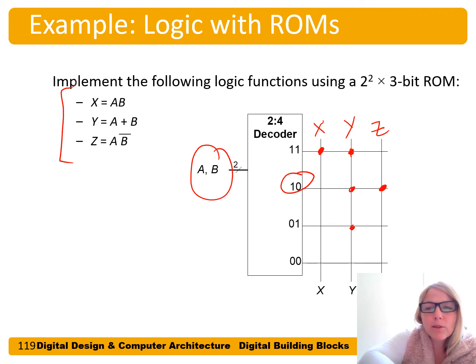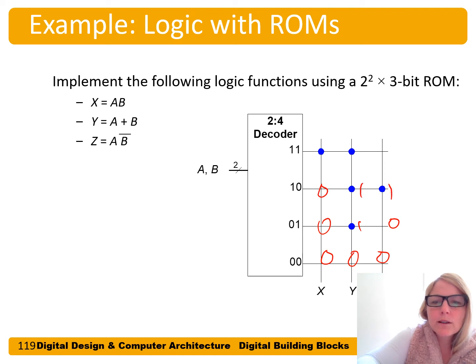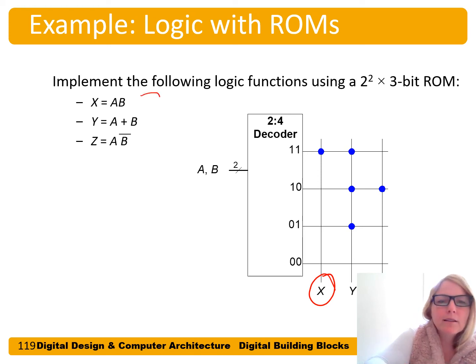And so we could still think about this as our values being stored at our various addresses. Address 0 would have the value 0, 0, 0 stored. Address 1 would have 0, 1, 0. Address 2, 0, 1, 1. And address 3, 1, 1, 0. But now we're using this memory to perform logic for our different outputs. So X equals A and B, and all those different functions.